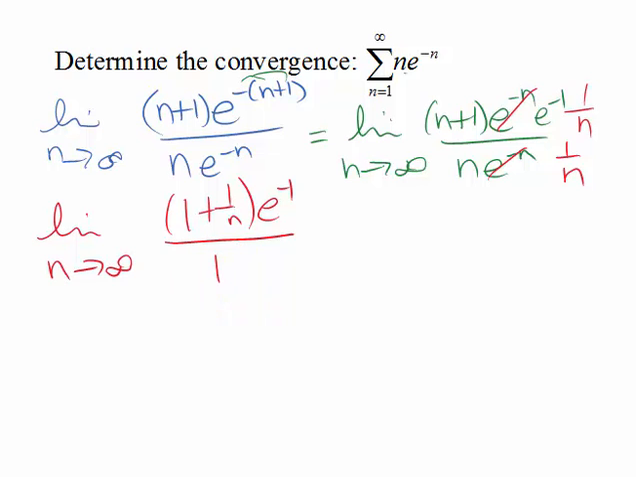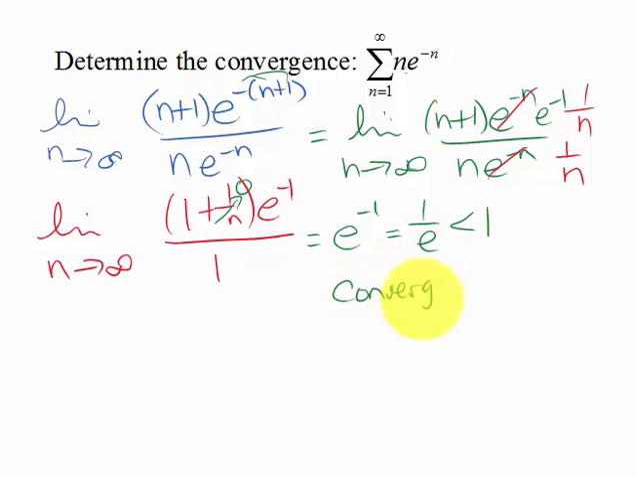So as we look at that, as n goes to infinity, this goes to 0, and so our limit is e to the negative 1. Well, e to the negative 1, we could also think that that is 1 over e, and e is 2.718, and so 1 over 2 point something, this is less than 1. So by the ratio test, since our limit is less than 1, this series converges.